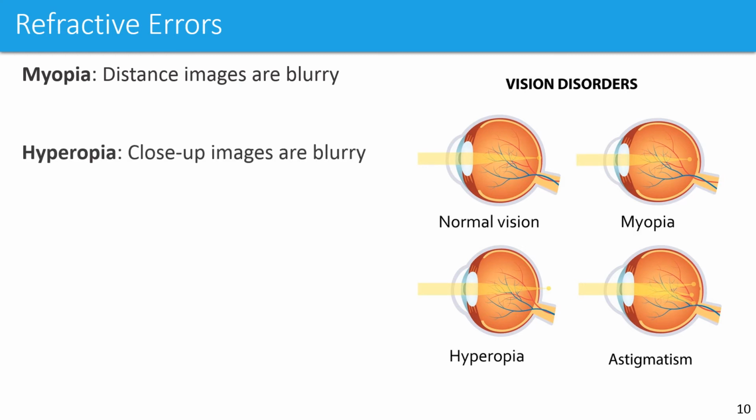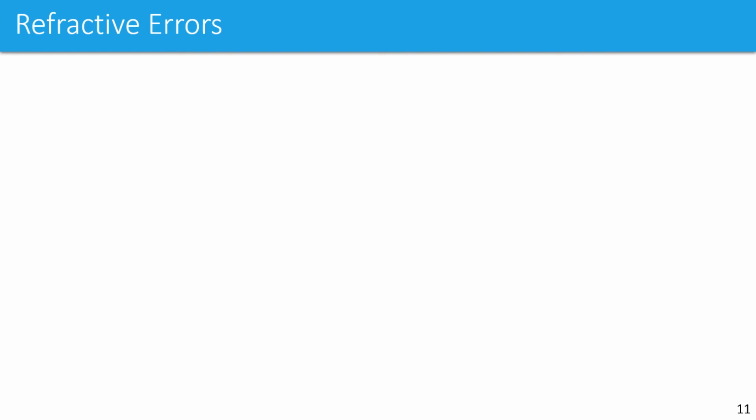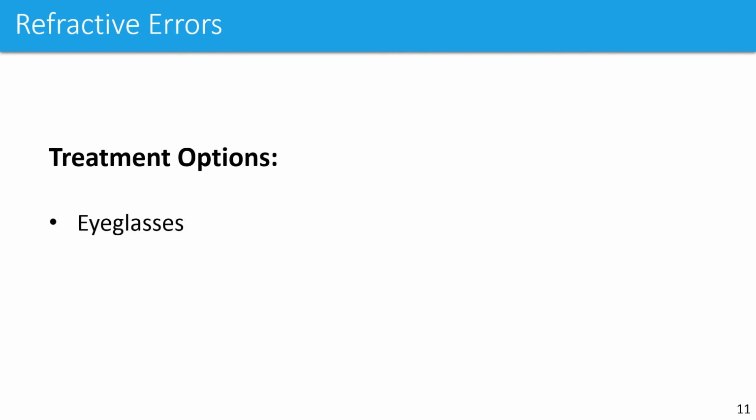Hyperopia, also known as farsightedness, in which close-up images are blurry and distant images can be seen clearly. Astigmatism, in which images are blurry and stretched out. And isometropia, in which there is a difference in refractive error between the two eyes. This can lead to amblyopia. Treatment options include eyeglasses and contact lenses.